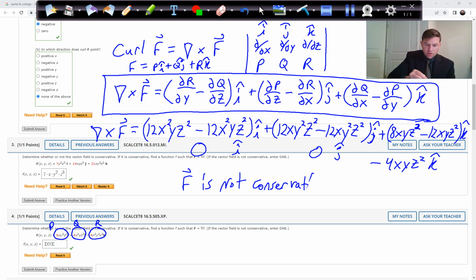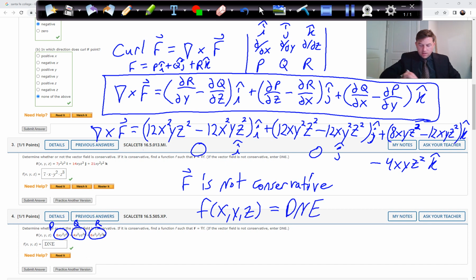We have to have the curl equal 0 in all three components, the i, j, and the k, for it to be conservative. And if it's not conservative, then we're going to say there is no function f(x, y, z) that we're going to be able to find using integrals of those partial derivatives. So we're just going to say this function does not exist. Okay, the approach is very similar, but we didn't get the 3 zeros, so we can't find this function, little f of x, y, z.